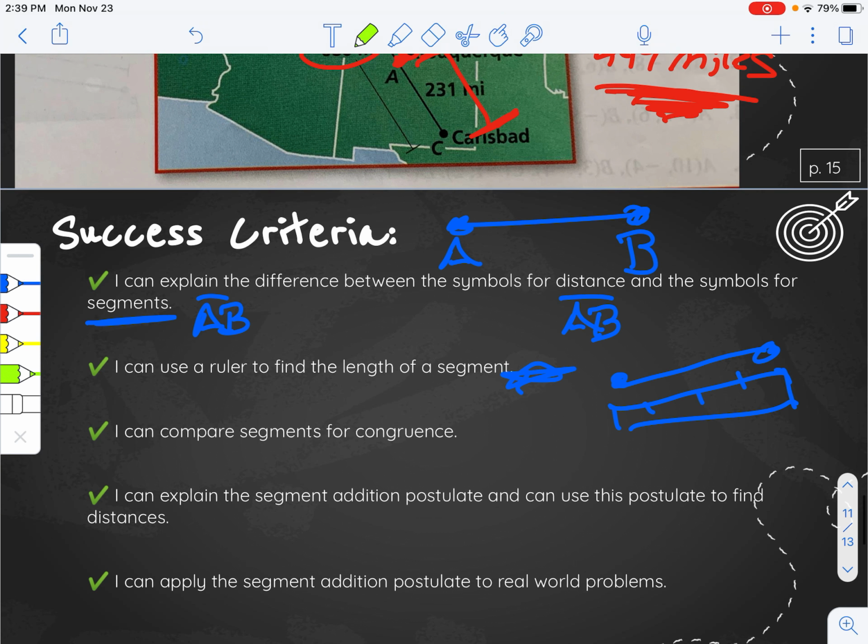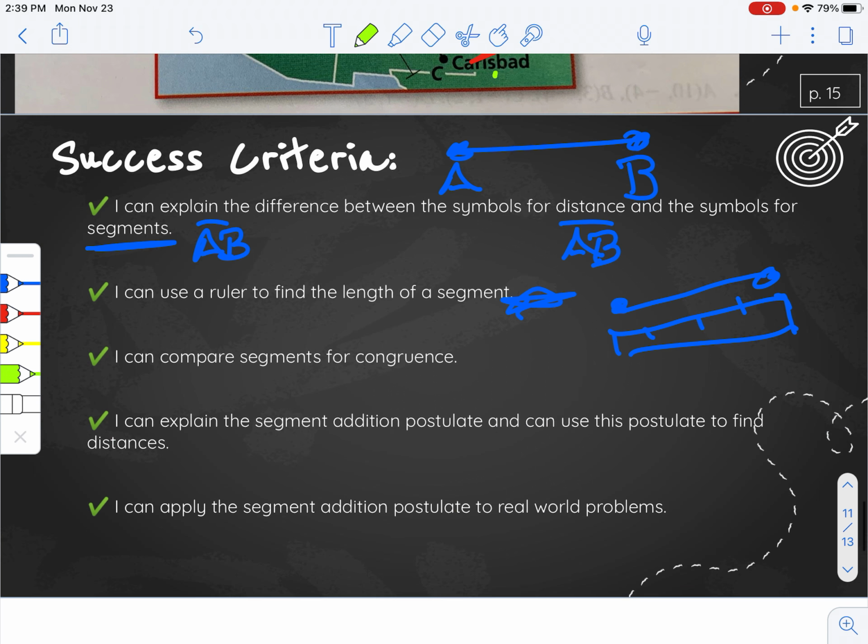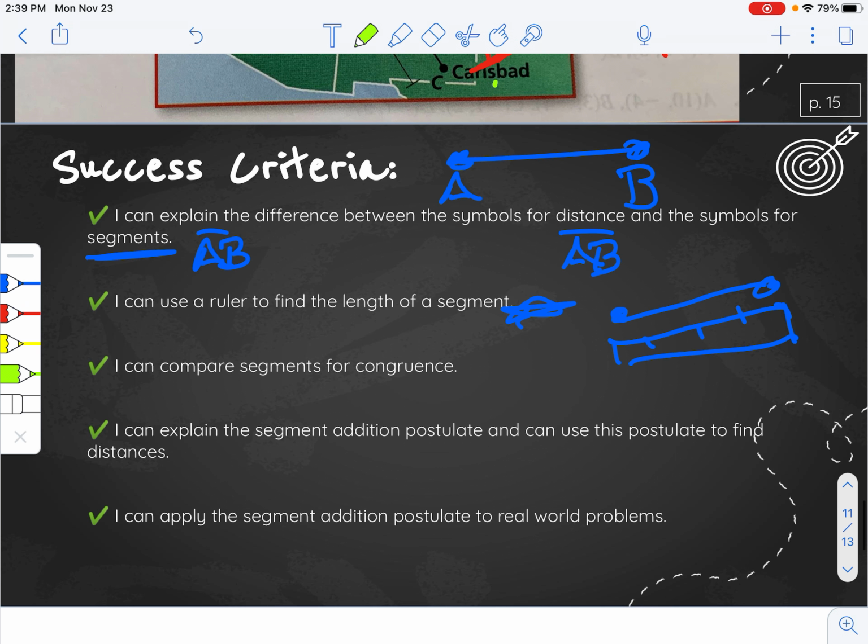Lastly, I can apply the segment addition postulate to real-world problems. So right here, real-world problem. I need to know how far it is from Albuquerque to Provo, but I only know how far it is from Carlsbad to Albuquerque, and I know what the total is from Carlsbad to Provo. You know, maybe when they made the textbook, they didn't have Google Maps or Apple Maps, but maybe you'll be out of service and you have to use a real map. And you'll need to know that distance. So that is how we could do that.